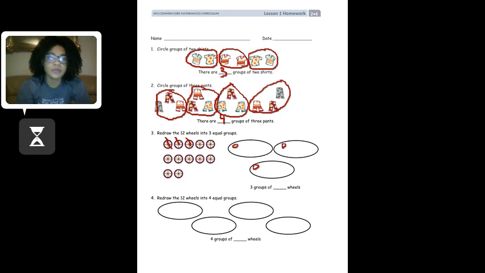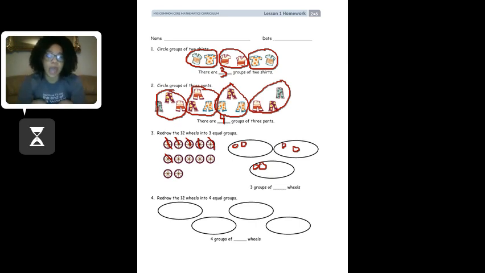So I'm going to cross out another wheel and put it on my first car. Then I'm going to cross out this wheel and put it on my second car. And then I'm going to cross out this wheel and put it on my third car. So now each car has 2 wheels, but we're not done. So let's keep going until we run out.